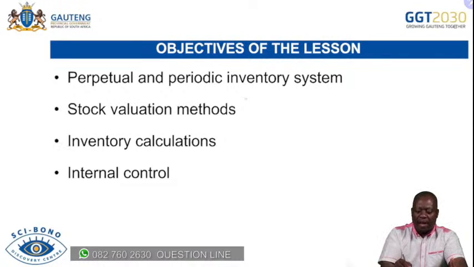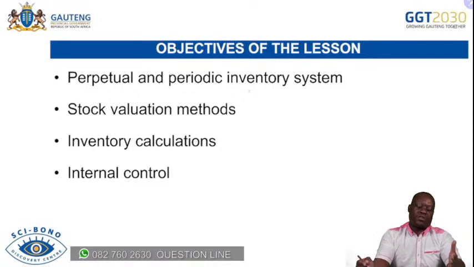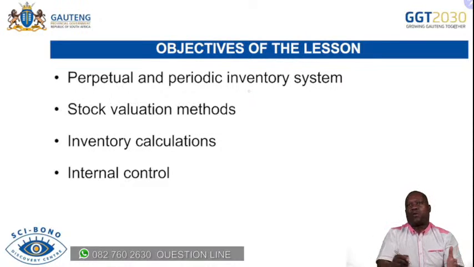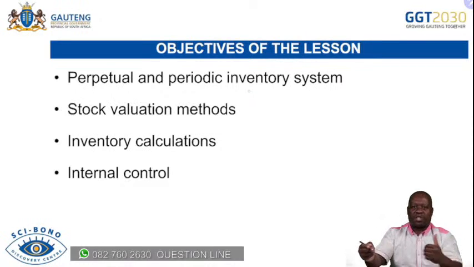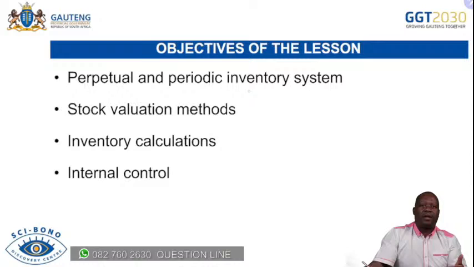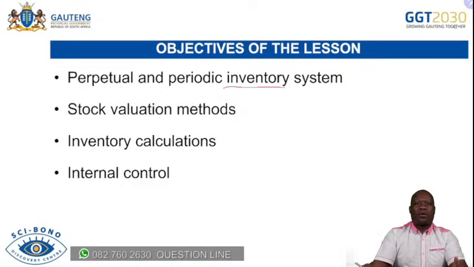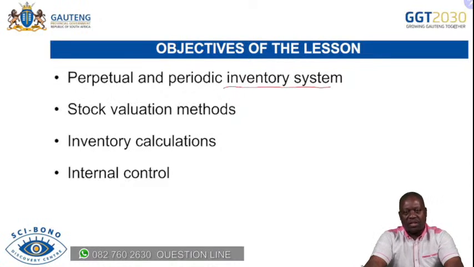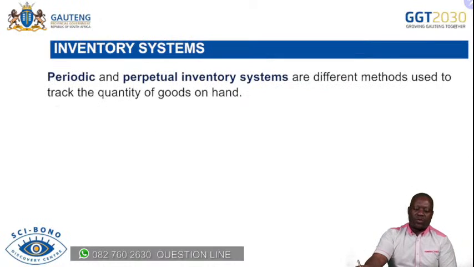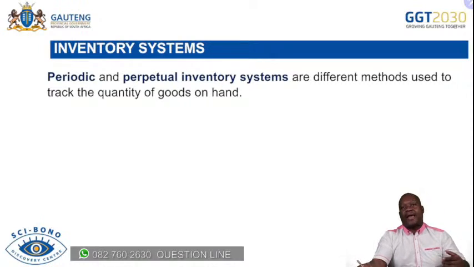Please take note of this. When we look into inventory systems, they are different from inventory valuation methods. So we have got inventory systems and we have got stock valuation methods or inventory valuation methods. And then on inventory systems, we do have our perpetual as well as our periodic. As always, let's look into what distinguishes between the two methods. So we are going to look into the periodic versus the perpetual inventory systems. These are different methods used to track the quantity of stock on hand.